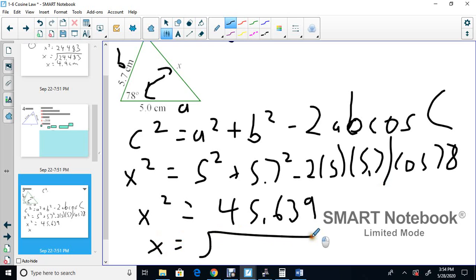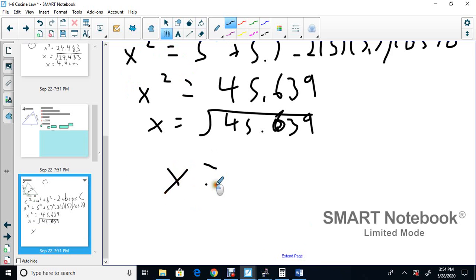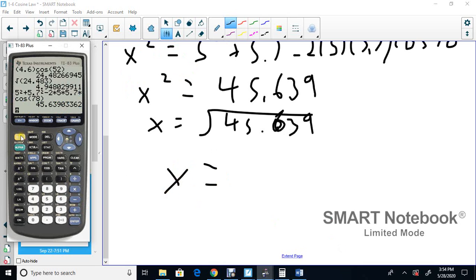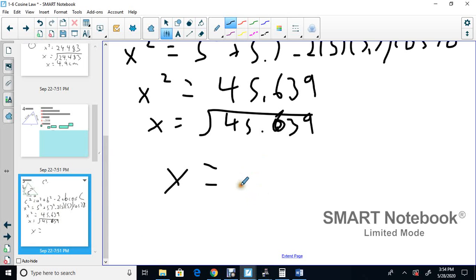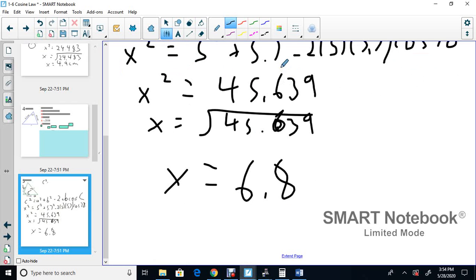If you don't know, you put the square root symbol. I probably missed the symbol on the last one, so the opposite is square root. And one last thing, we go x equaling. So we'll use this calculator: second, square root, 45.639. That's 6.7, 6.8. 6.8 rounded, 6.8 units, centimeters.